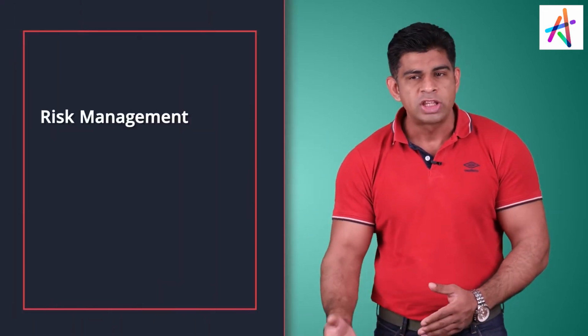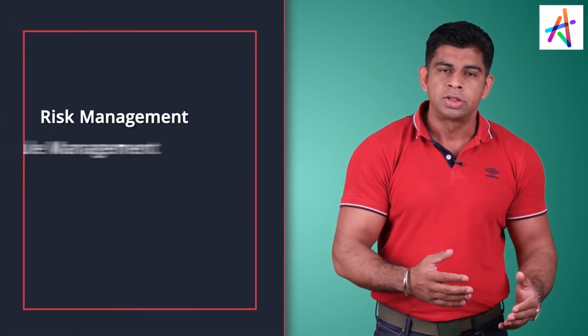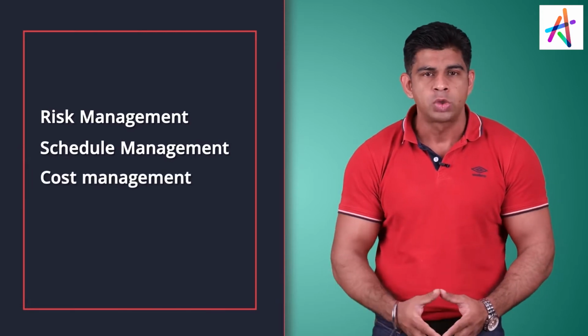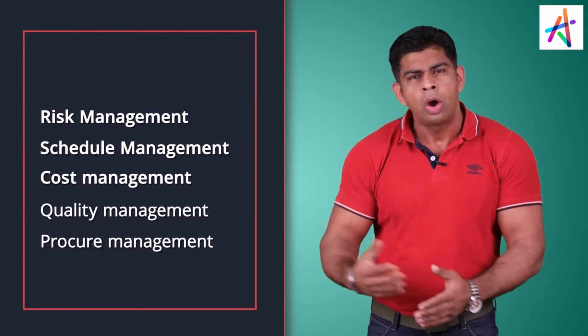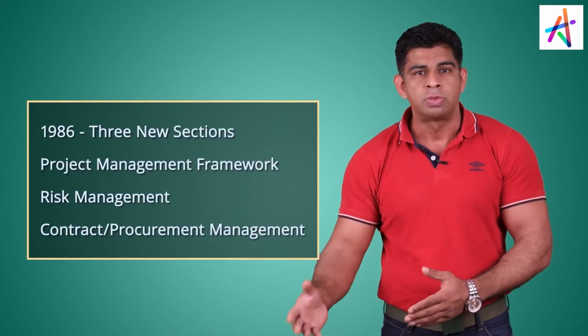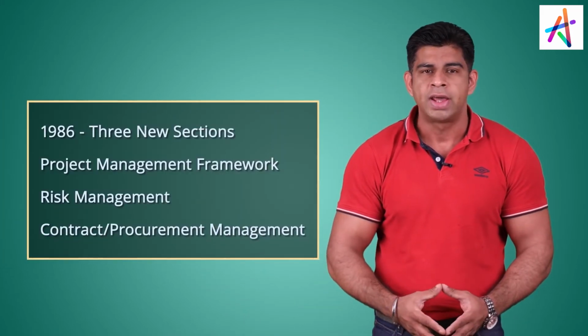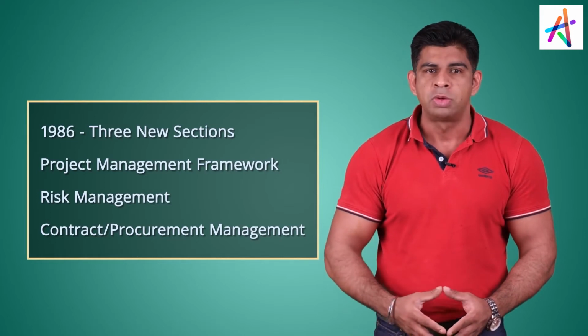which contains a lot of topics like the risk management topic, the schedule management topic, the cost management, quality management, procurement management, and so on. Throughout the development of PMBOK, there were multiple sections which were added in various years. Like in 1986, project management framework was added, risk management was added, contract, that's procurement management, was added.